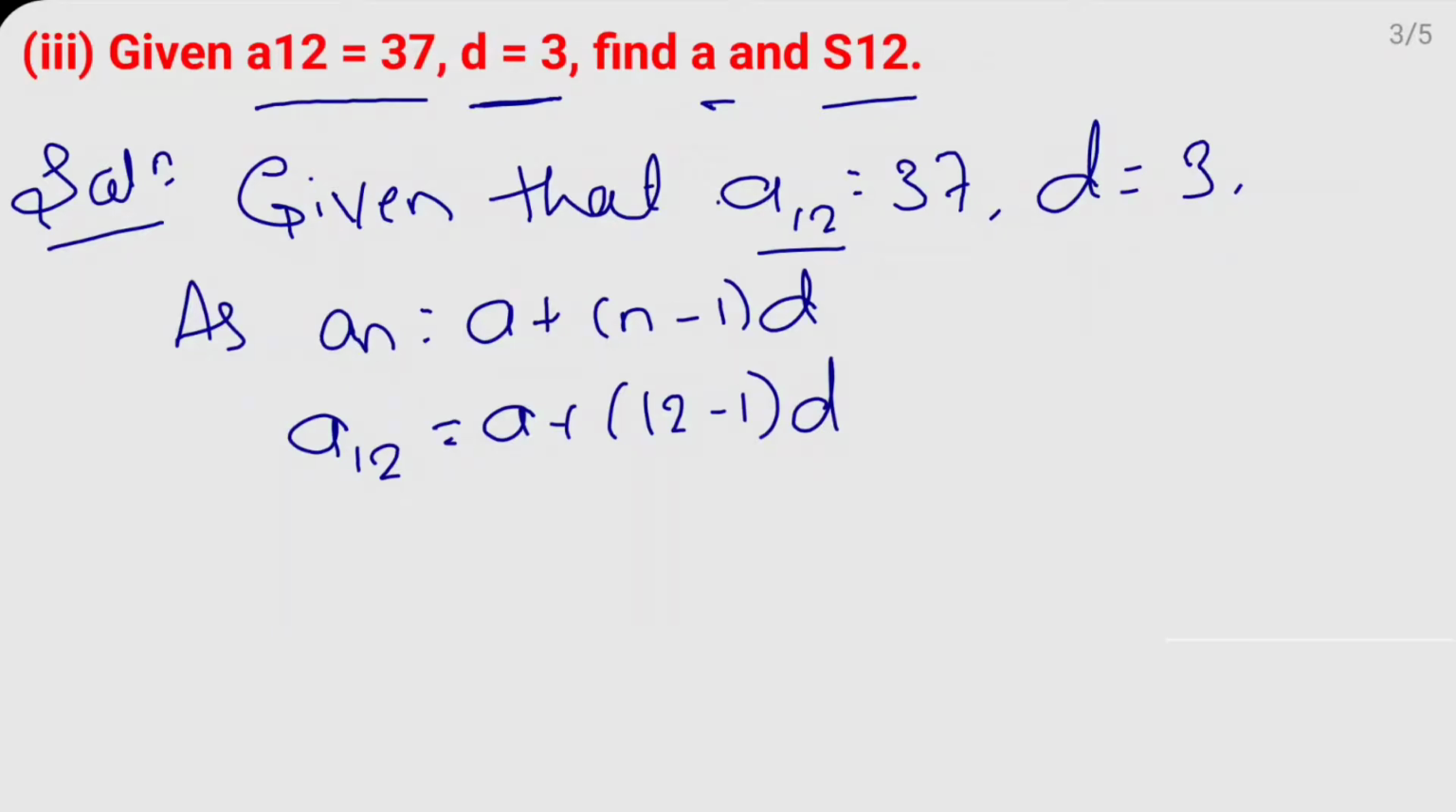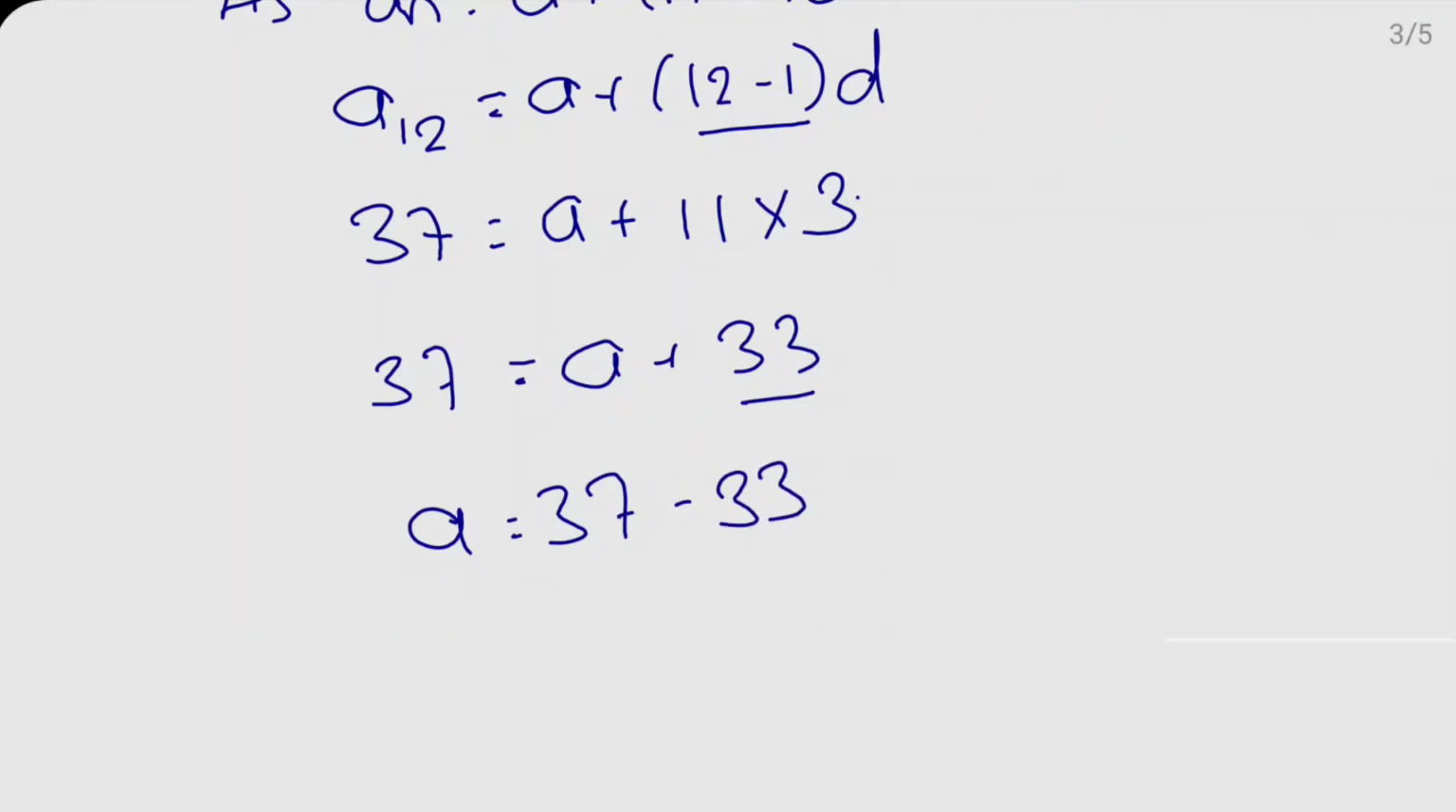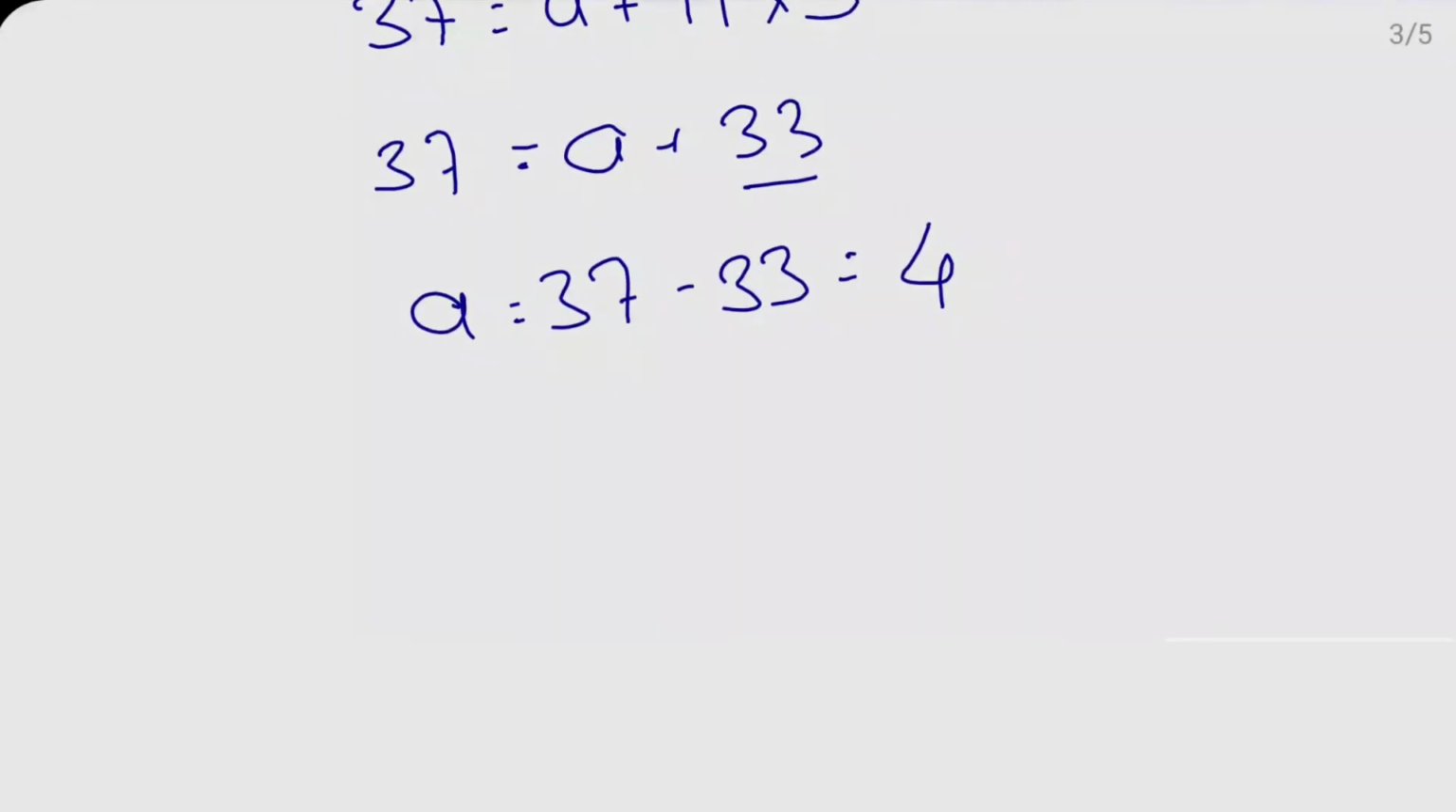Is it clear? So A12 is 37 and this equals A plus 12 minus 1, which is 11, into D. D is 3, right? So now 37 as it is, and this equals A plus 11 into 3, which is 33. Then this 33 comes to the LHS side, it becomes a minus. So 37 minus 33 is 4. So here A is 4. A equals 4. Right.